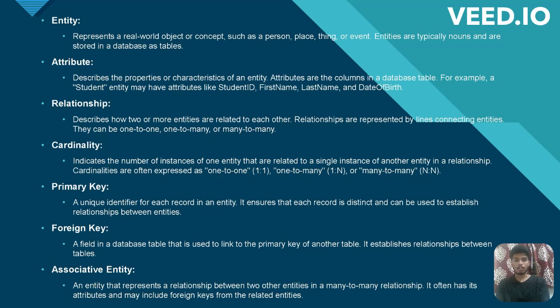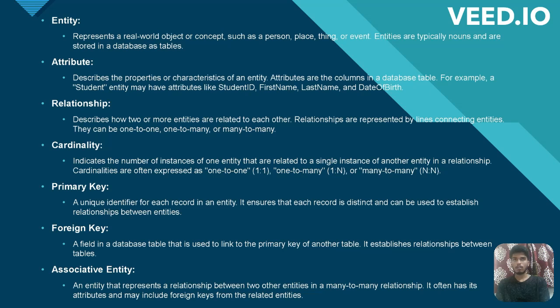Next one is cardinality. It indicates the number of instances of one entity that are related to a single instance of another entity in a relationship. Cardinalities are often expressed as one to one, same as the relationship. Primary key, a unique identifier for each record in an entity. It ensures that each record is distinct and can be used to establish relationships between entities. Primary key should be unique in a separate table.